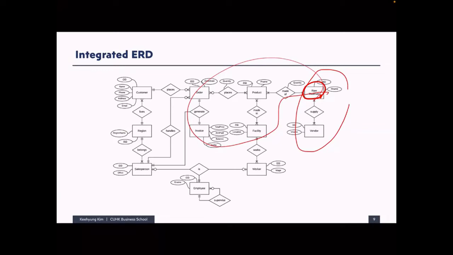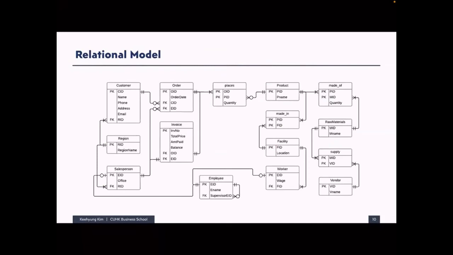Once we have an integrated ER diagram, the next step is simply translating this into the relational model like this, so that we can implement this in the database system. Once we have a relational model, we can implement the database system, basically following what we inferred here. So basically that's one exercise I prepared here.